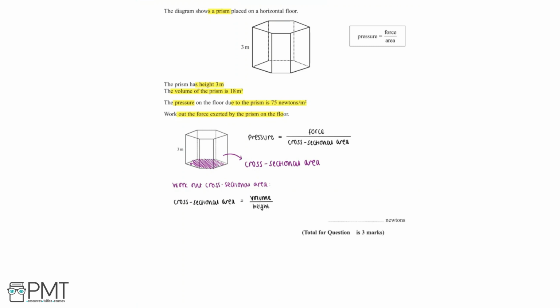We have a volume of 18 and a height of 3, and so we can say that the cross-sectional area is equal to 18 meters cubed divided by 3 meters, which is equal to 6 meters squared.